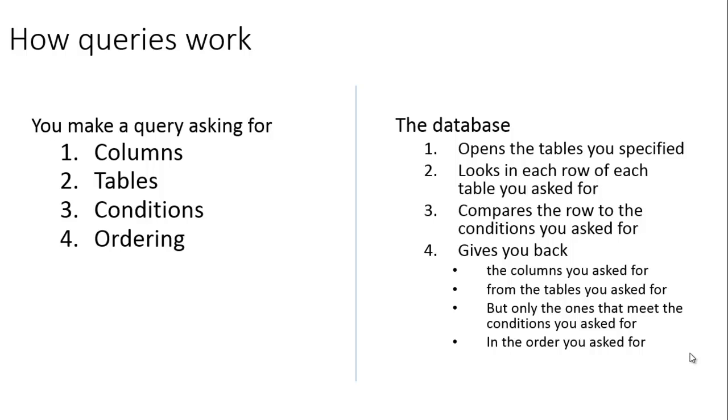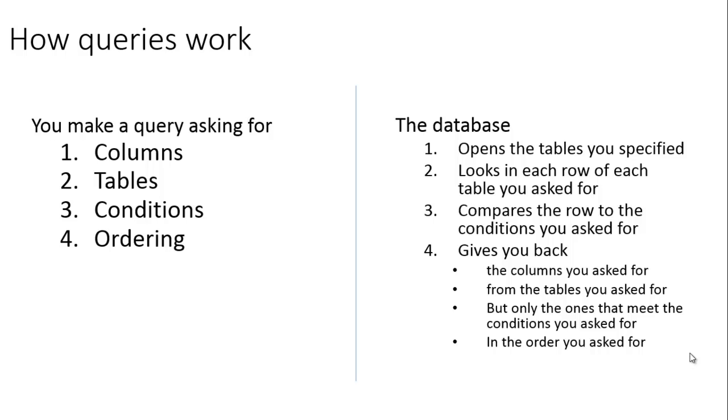So you make a query to the database asking for the columns, the tables, under what conditions, and giving the ordering. The database opens those tables that you've specified, and it looks in each row of that table to see, does it meet the criteria that you've specified? It compares that row to the conditions. So if the last name is greater than M, it'll say, yes, this is a good one. If the last name is less than M, it'll say, nope, don't want to give you that one back. Gathers up all those results and gives them back to you.